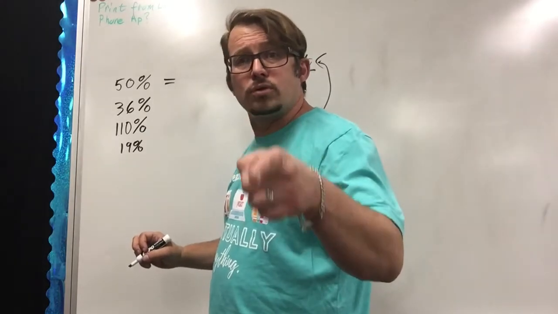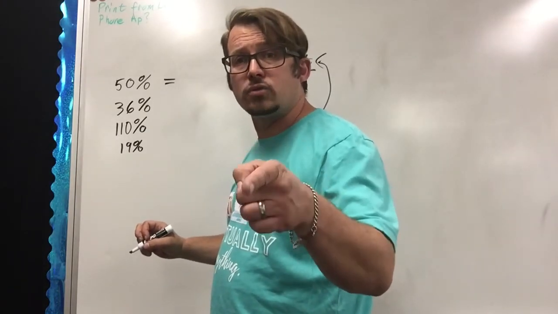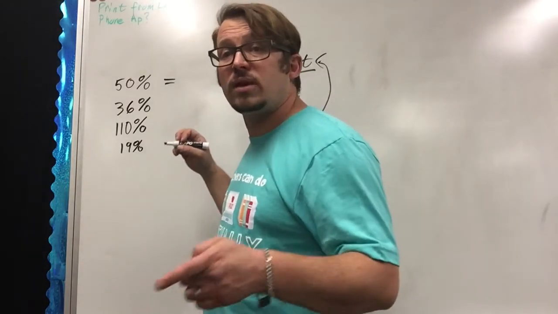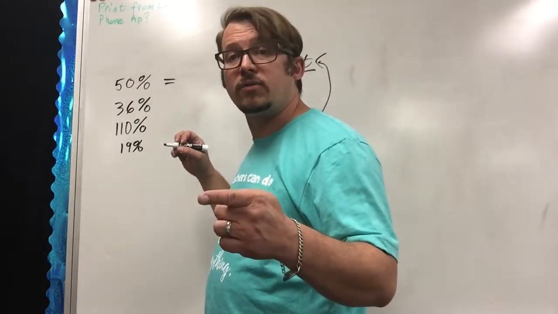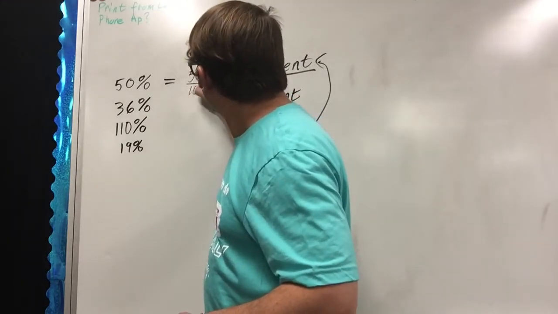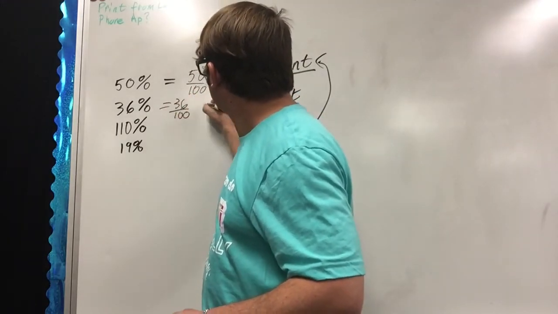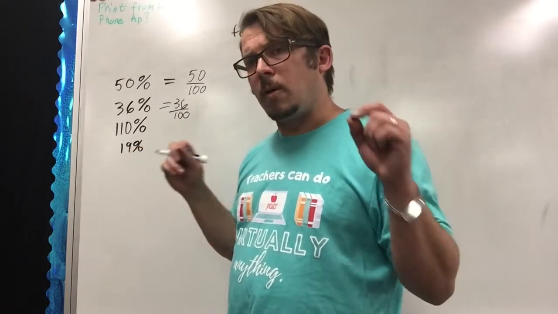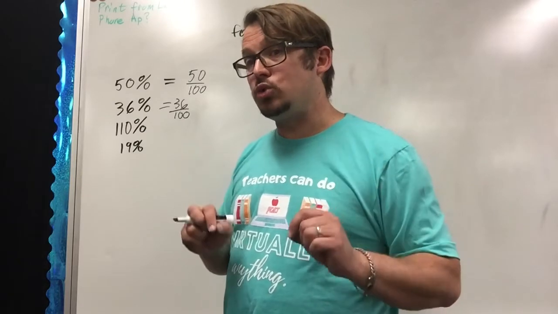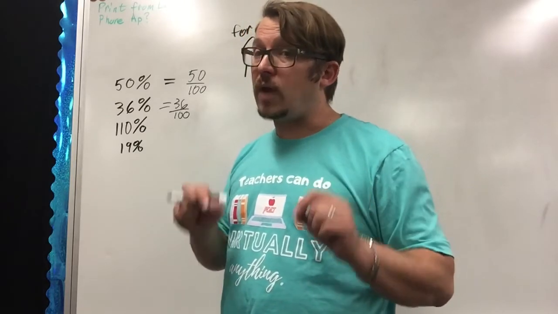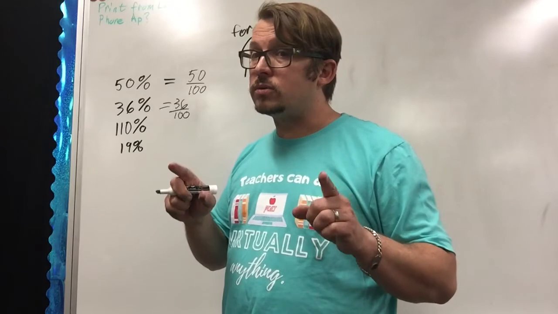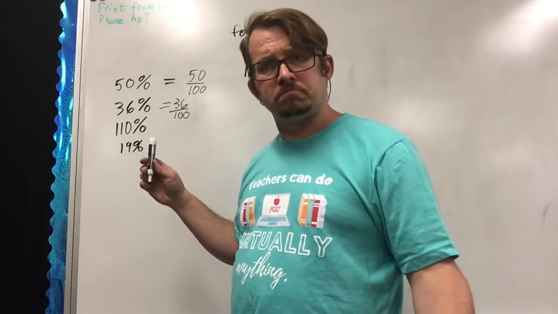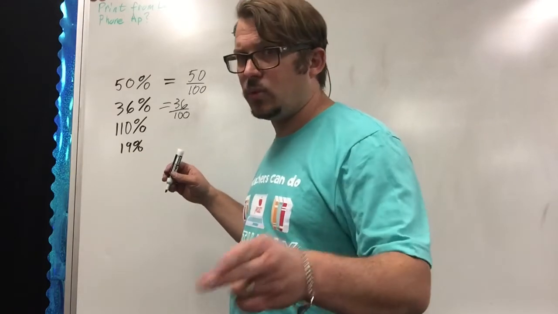We said percent means for each 100. So this is 50 out of 100. Let's write that down. Let's write down the next one too. 36 out of 100. Okay, so that's written down. What can we do with that? Both of those are reducible fractions. We can use our factoring to make those smaller numbers. How many 50s go into 100? 2. So let's make it 1/2.